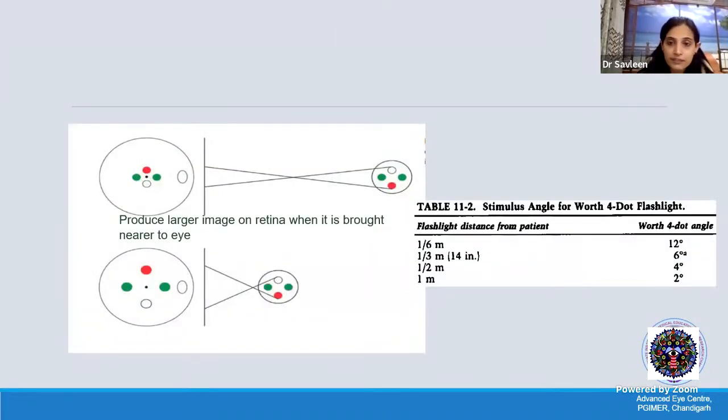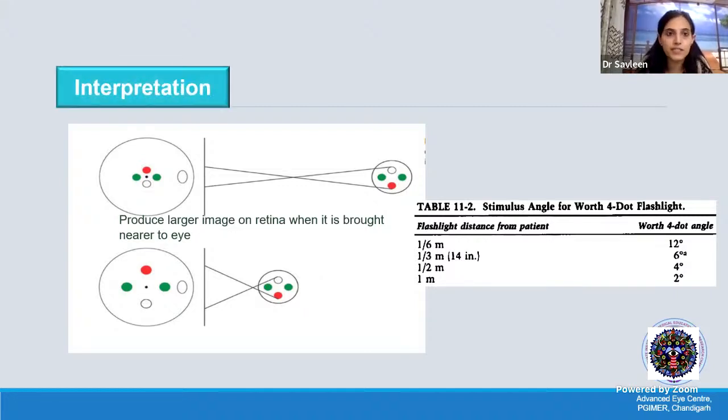It is important to understand that distance and near Worth-4 dot might be important because a Worth-4 dot test done at distance will subtend a smaller angle at the eye, and at near would subtend a larger angle at the eye. This comes to relevance when we're talking about monofixation, which I will just explain in a bit.